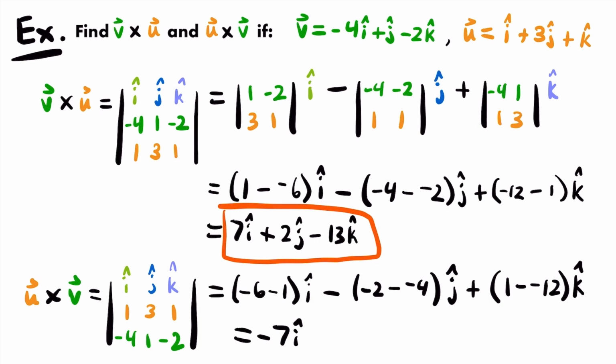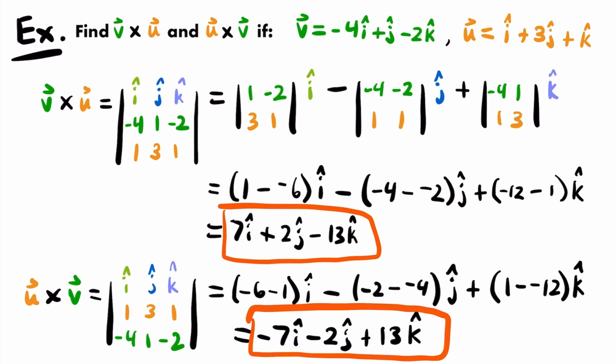And if we simplify, negative 6 minus 1 is negative 7, so this is equal to negative 7i. And then we have negative 2 minus negative 4. That's the same as negative 2 plus 4, so that would be positive 2. But then we're subtracting that value, so we have minus 2j, and we're adding that to 1 minus negative 12, which is the same as 1 plus 12, which is 13. So we have 13k, and as you can see, we have the exact same vector that I just described earlier. The vector of u cross v is the same vector as v cross u, except the terms are negated. All right, 7 became negative 7, 2 became negative 2, and negative 13 became positive 13.